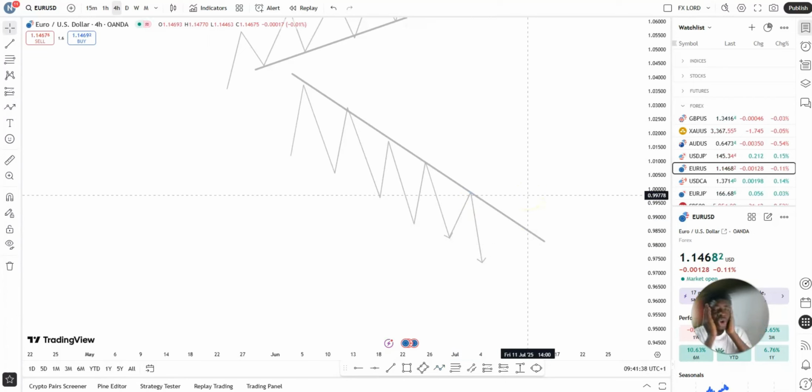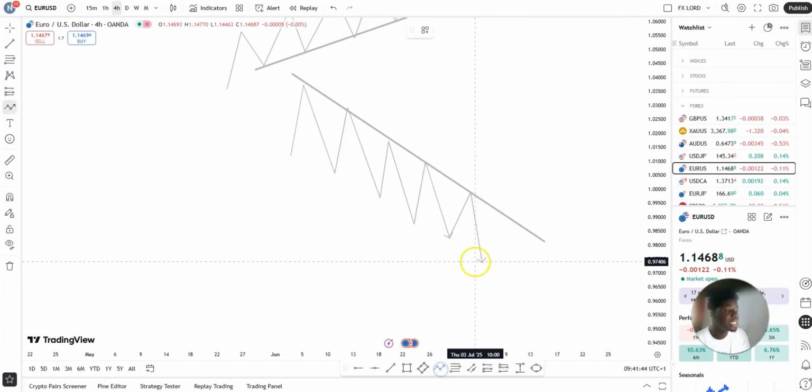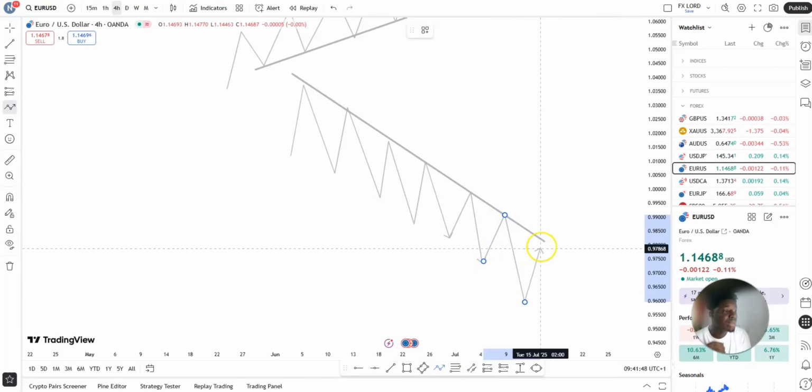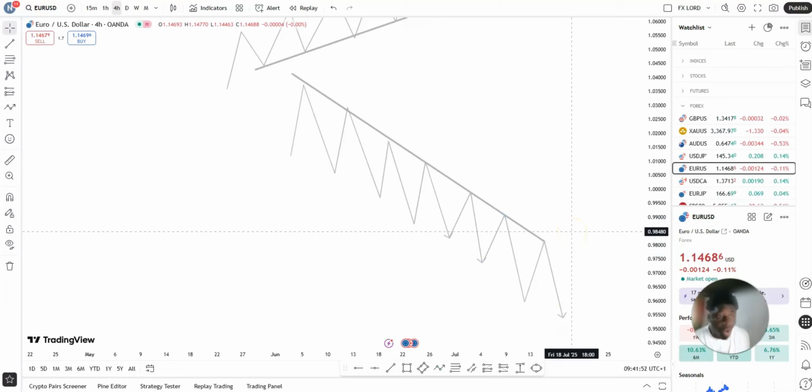Because I understand that this trend line is preventing the market from going upward, I want to wait patiently. Every time the market gets into this trend line, I sell. This is how the trend line strategy works.